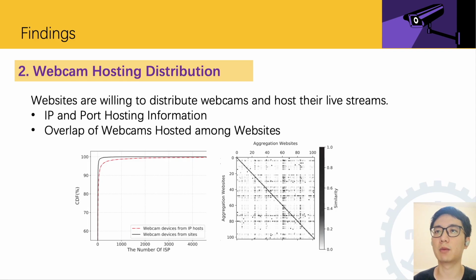For webcams from aggregation sites, we collect over 203,000 IP addresses and ports exposed to the public. For webcams from IPv4 hosts, we collect 2.2 million IP addresses with the default port 80. We use online reverse DNS to obtain the internet service provider of the IP addresses. What we found shows that about 4% of internet service providers own nearly 95% of webcams from aggregation sites and IP hosts.